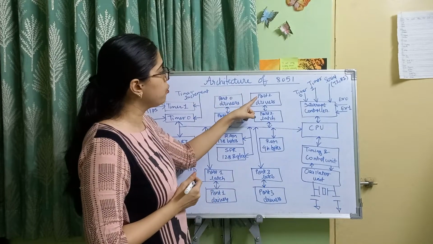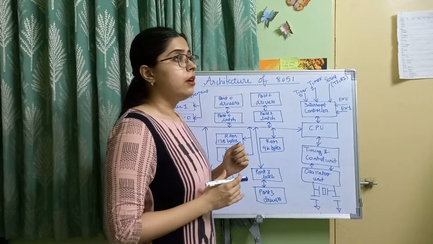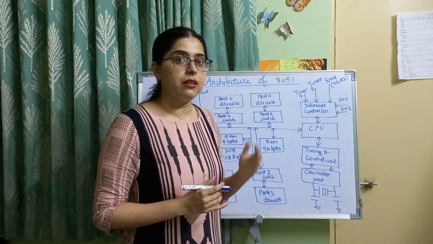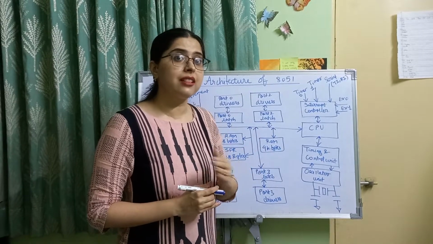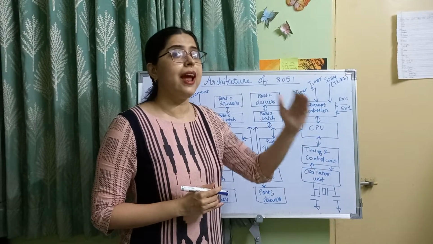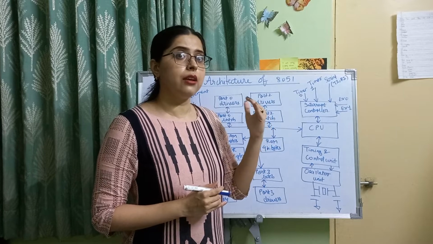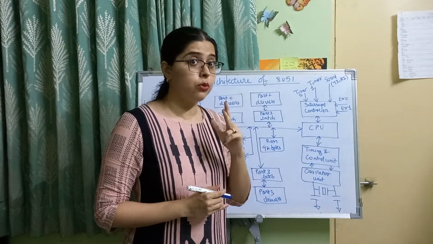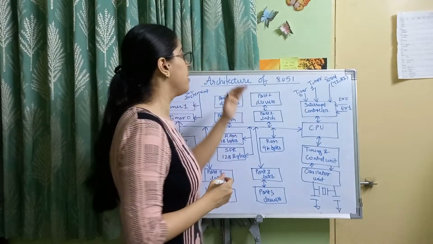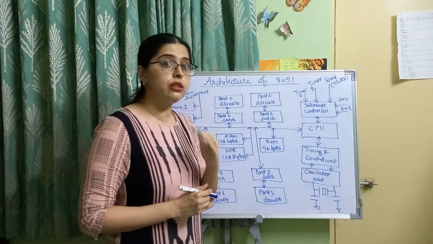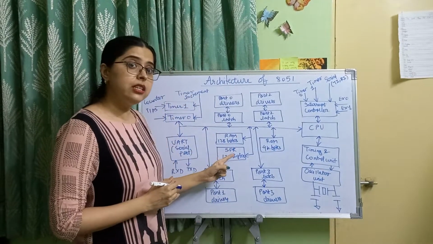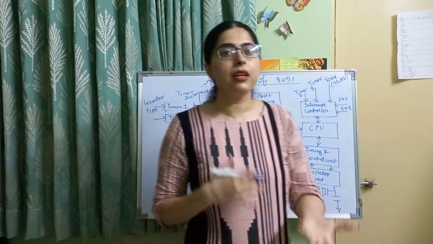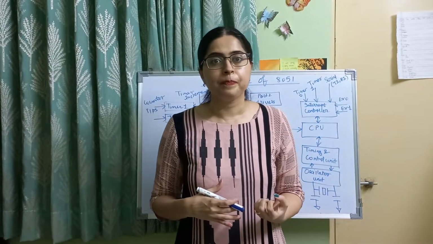Can you see this port 2? This port 2 is a multiplexed bus, data address multiplex bus, means it can carry data and it can also carry address. Same lines are used to carry data and address both. And because of this reason, the external memory access is slower compared to internal memory access. Internal memory, if you want to access it, is fast.